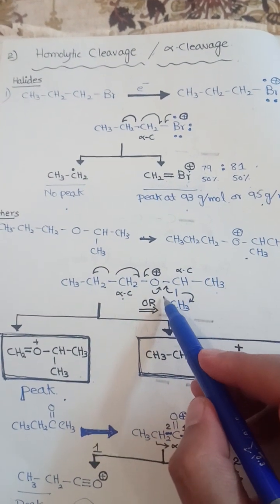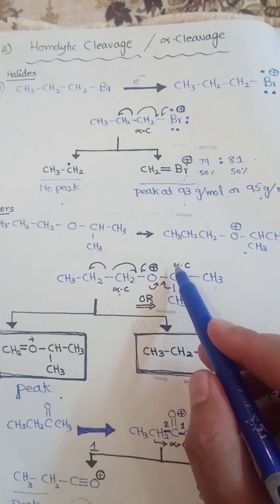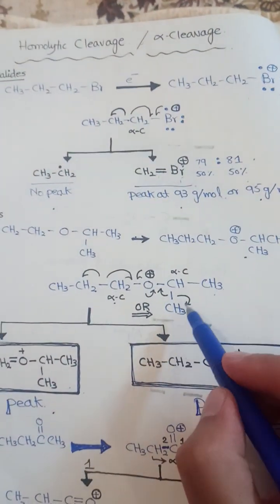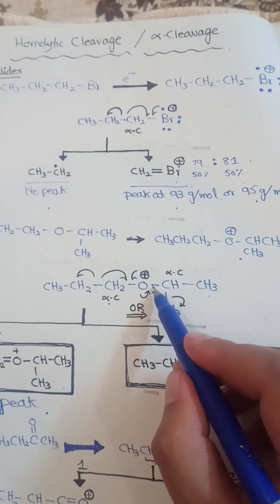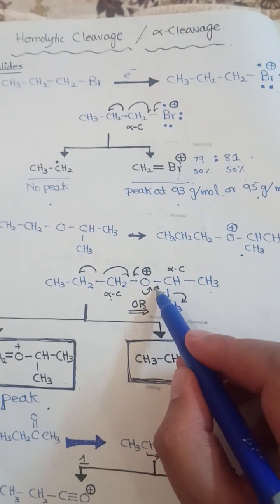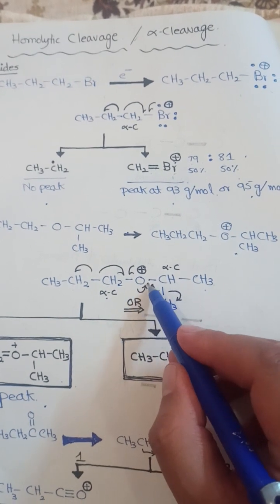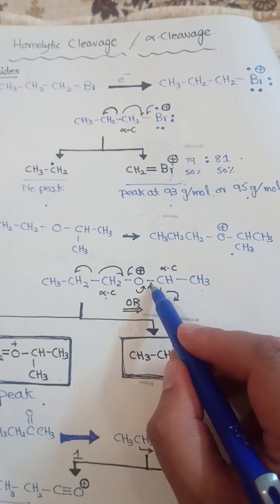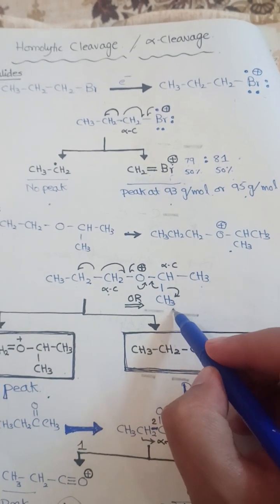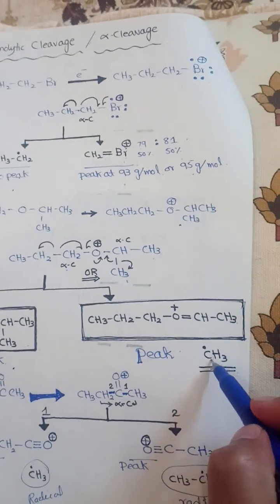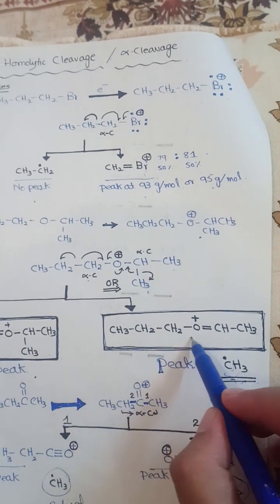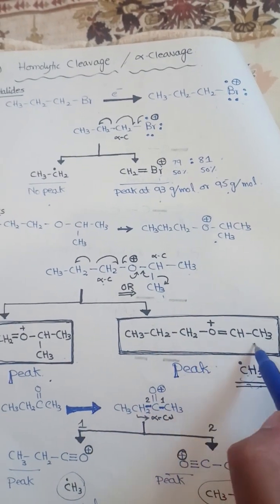On the other end, if cleavage occurs from this end, here we have alpha carbon and this will be homolytic cleavage, and this electron will be shifted here, one from here, and we get a double bond here, and this methyl group will be broken off in the form of a free radical. So this is the free radical methyl group and we get this whole peak of this molecule.